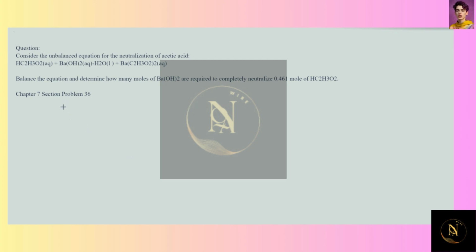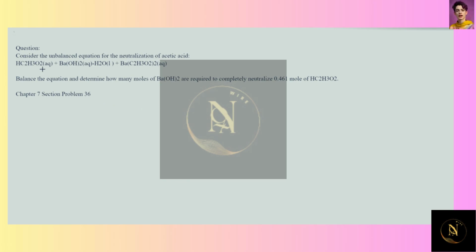Chapter 7, Problem 36. The question is, consider the unbalanced equation for the neutralization of acetic acid, shown as HC2H3O2 plus BaOH2 goes to water plus BaC2H3O2. So we're supposed to balance this.